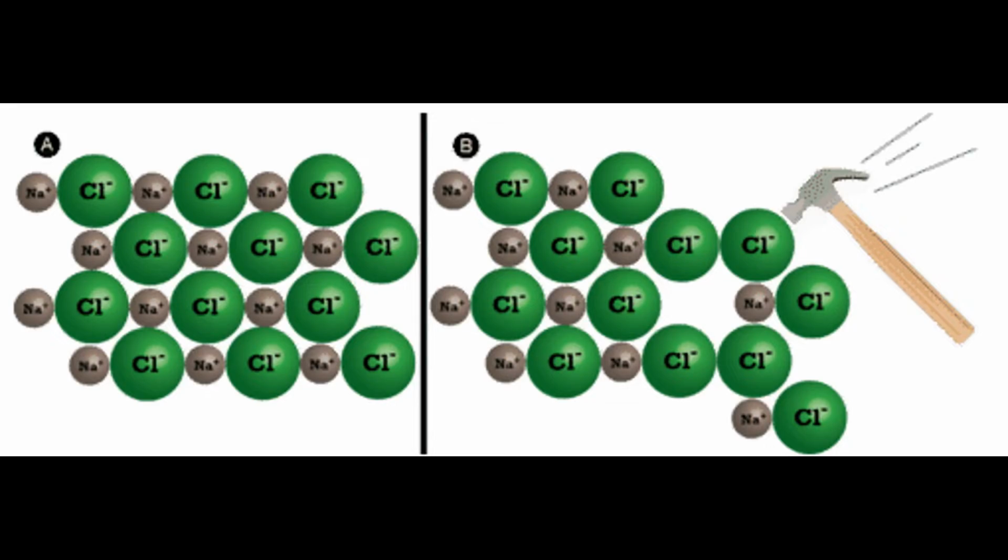When enough force hits a network, it forces positive ions near positive ions, and the same with negative ions. If opposites attract, similarities repel. It repels the atoms away and the lattice falls apart.